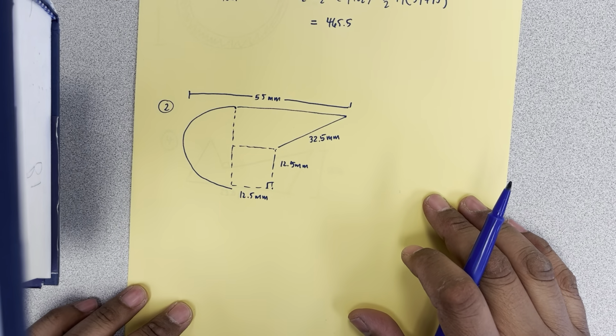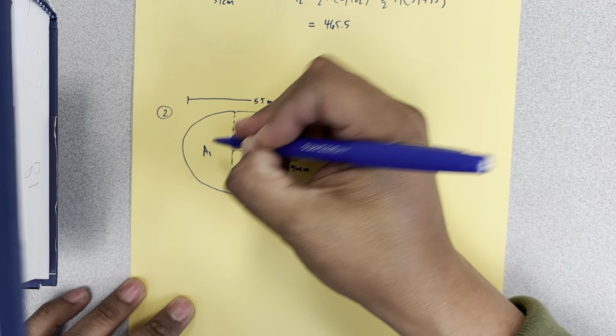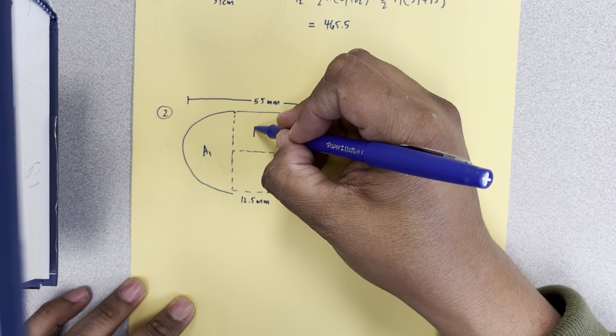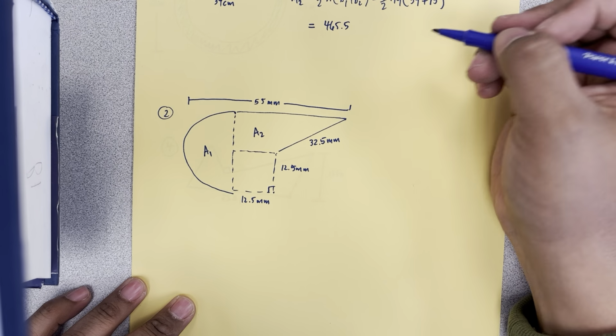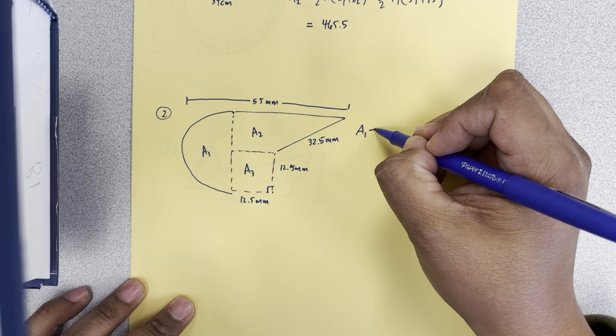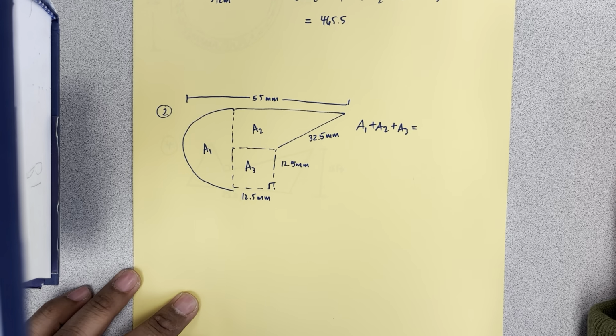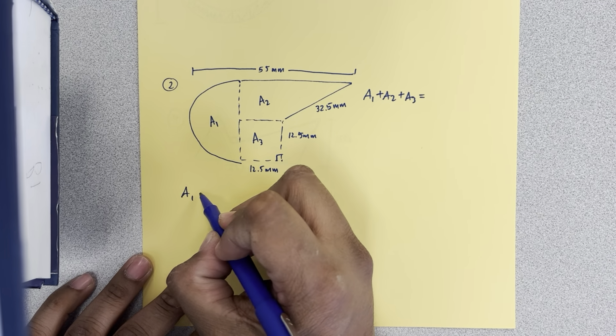This next one has 3 shapes that we need to find the area of. So we can call this semicircle area 1, we can call this trapezoid area 2, and we can call this square area 3. So area 1 plus area 2 plus area 3 will give us our final answer, okay? So let's go ahead and figure out what is area 1.